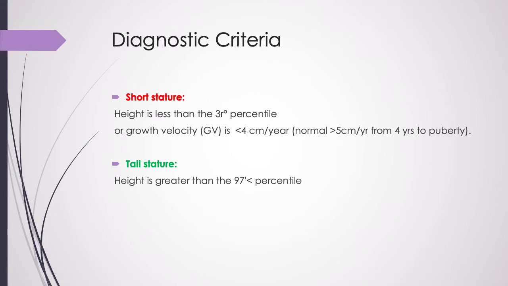The diagnostic criteria for short stature: height is less than the third percentile, or growth velocity is less than 4 centimeters per year, but the normal should be 5 centimeters per year. However, tall stature is height greater than the 97th percentile.